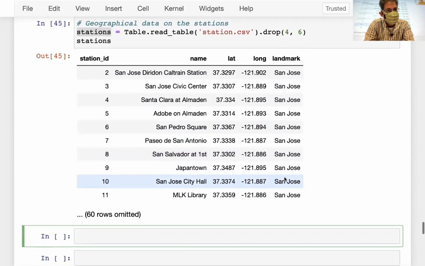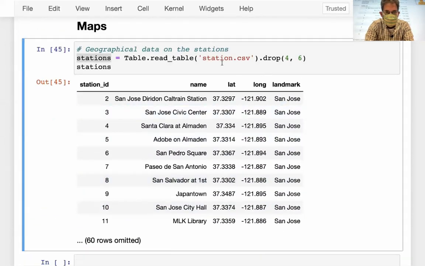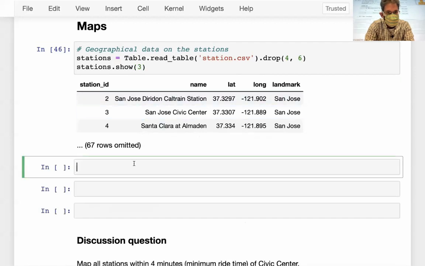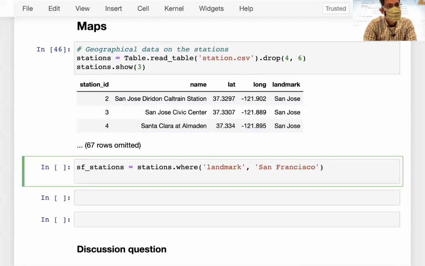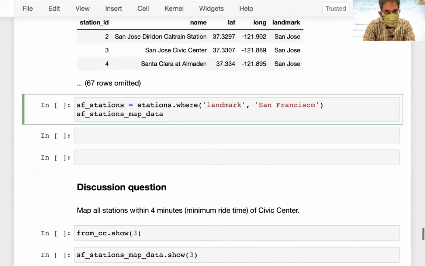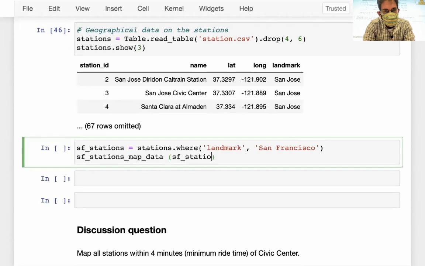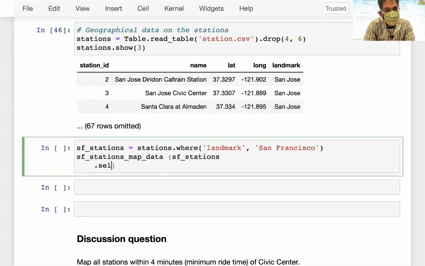Which is nice because then if you wanted to, for example, get all the stations in San Francisco, and just get particular information. So this is the latitude, longitude. I think it's called long in this table, long. And let's get the name too, the name of the station.